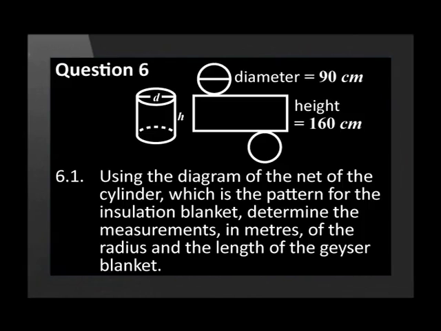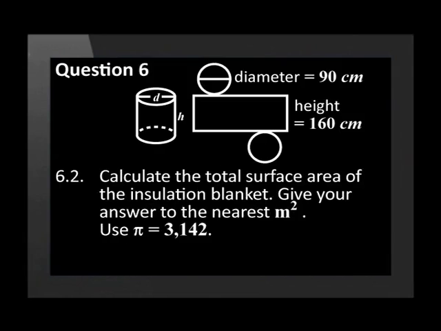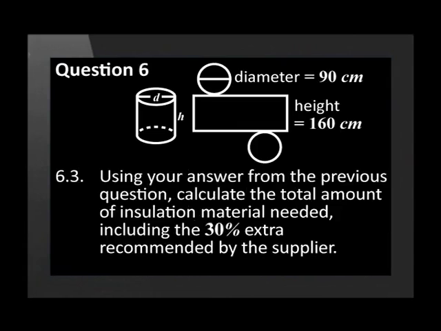Using the diagram of the net of the cylinder, which is the pattern for the insulation blanket, determine the measurements in meters of the radius and the length of the geyser blanket. Calculate the total surface area of the insulation blanket. Give your answer to the nearest squared meter. Use pi equals 3,142. Using your answer from the previous question, calculate the total amount of insulation material needed, including the 30% extra recommended by the supplier.